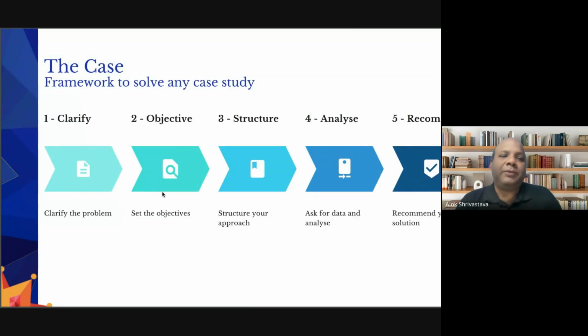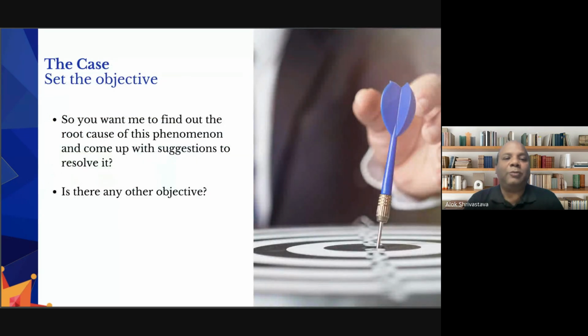Now, the second step, the first is clarifying questions. The second step, and it's very important, as I told you, is that you set the objective. You understand from the recruiter what is expected from you. So you want me to find out the root cause of this phenomenon and come up with a suggestion to resolve it. Is there any other objective? What you're ensuring is that, as I said, case studies are always open, and you want to make sure that the recruiter is very clear and you are very clear on the expectation of the recruiter from you, right?